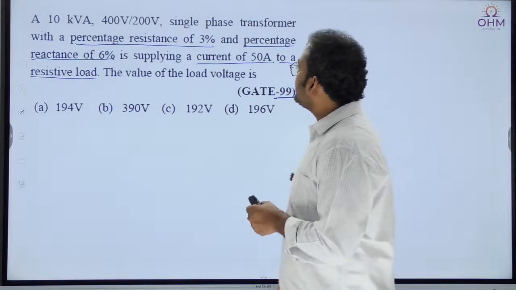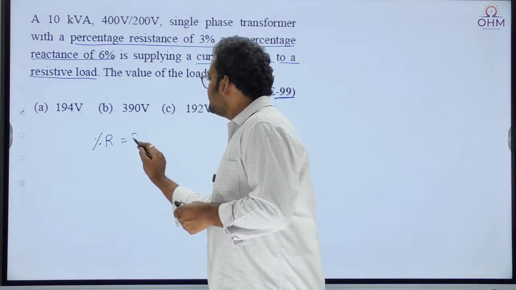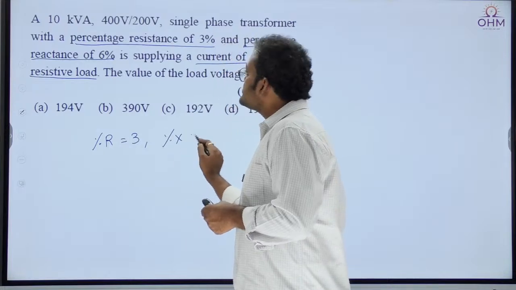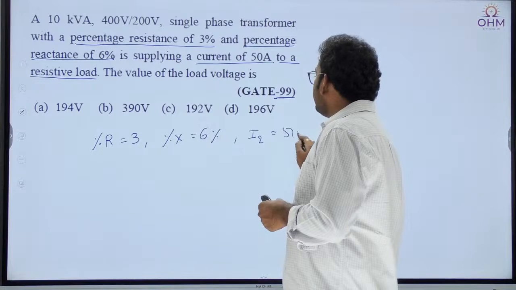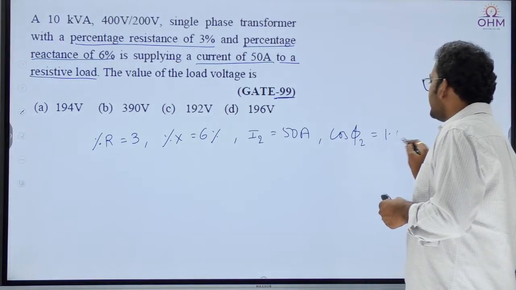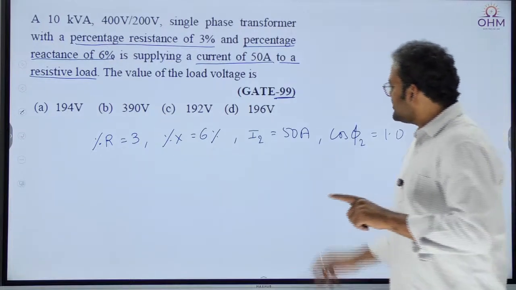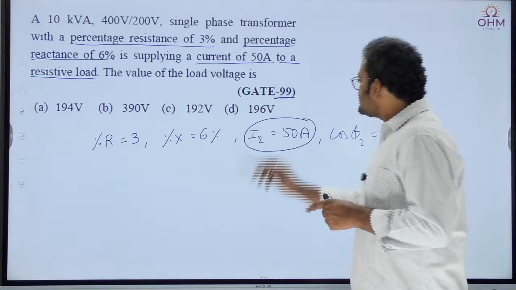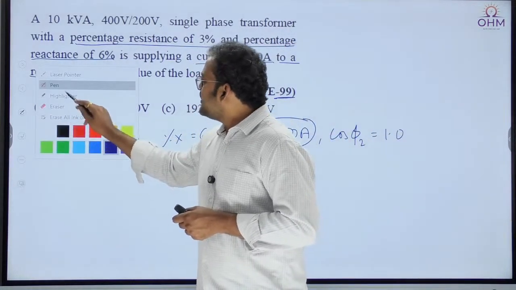Okay. So first, if you read the problem, percentage resistance was given 3, percentage reactance was given 6, load current was given 50 ampere, and what is the type of the load? Resistive load means, can I say power factor of the load is unity? Now my first question is, will this 50 amperes be the rated current or not? Let us check. Then only I can apply the regulation formula.